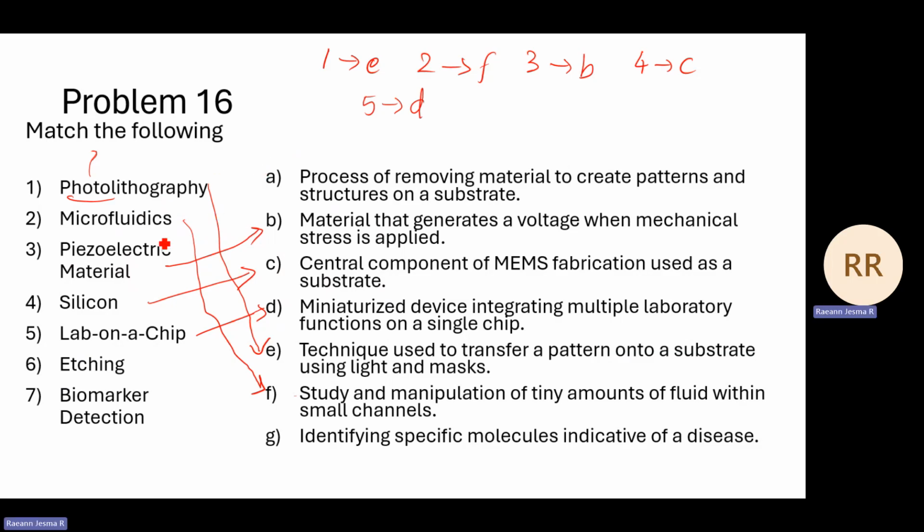Then etching is the process by which we remove material in order to create patterns and structures on a substrate. So option 6 is A. Biomarker detection is where we identify specific molecules which indicate whether a disease is present or not. So 7 is option G. So these are the correct answers. Is this clear?